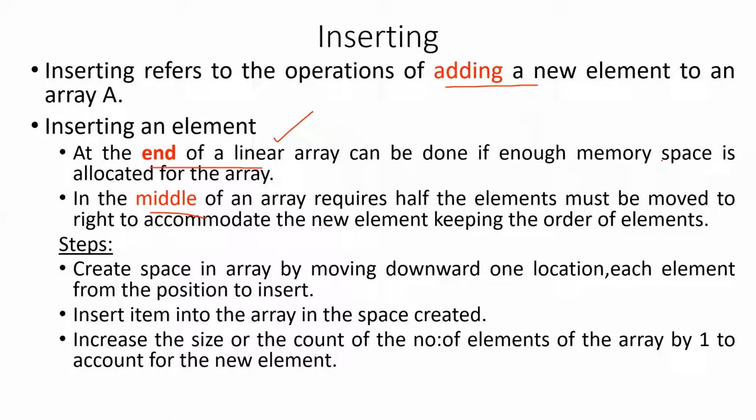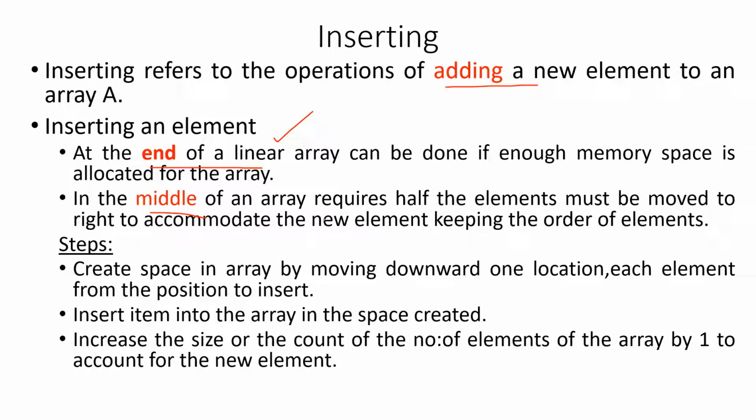So if you have declared an array of size 10 and it already has 10 elements, and you want to insert a new number as the 11th number, then it will create an error, right? Enough memory space will not be there. But if you have enough memory space at the end of the array, you can easily insert a number. So there can be two conditions: either at the end of the array or in the middle of an array.